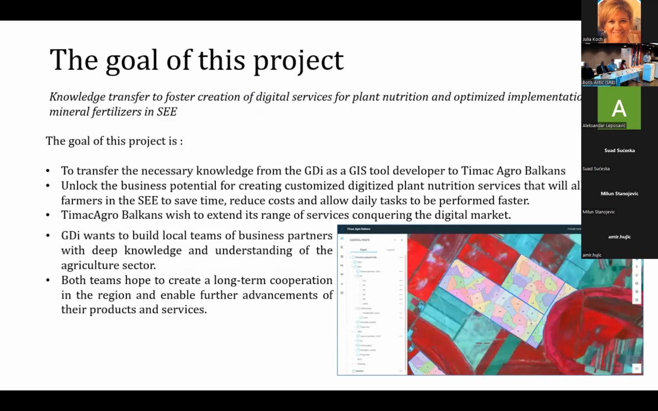It's a transfer of necessary knowledge. Actually, I travel from Tima Agro Balkans to Macedonia, to the GDI company, and try to learn as much as I can about these new technologies, mostly GIS technologies, but also to build a logical model, a physical model, build some spatial geodatabase, and so on and so on.